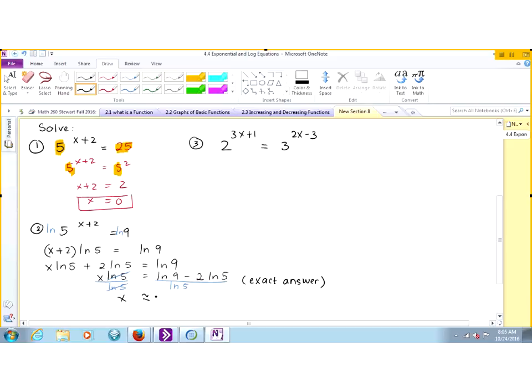So what is this? If you are going to write them all in one shot, you should put parentheses here: ln 9 minus 2 ln 5. So parentheses, ln 9. How many decimals? 3 decimals approximately. Minus 2 ln 5, divided by ln 5. All right. So what's the answer? Good. So this is called the approximate answer.